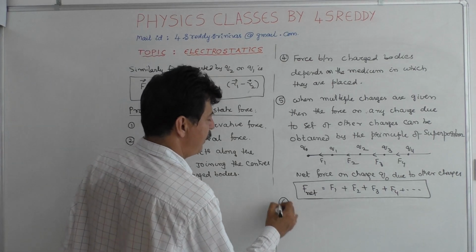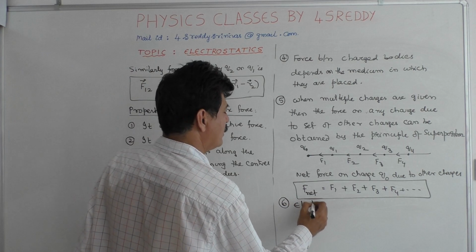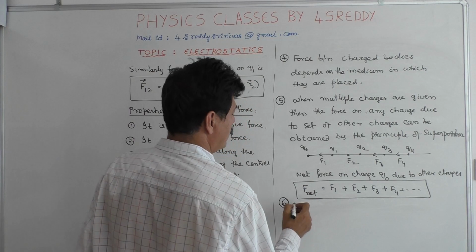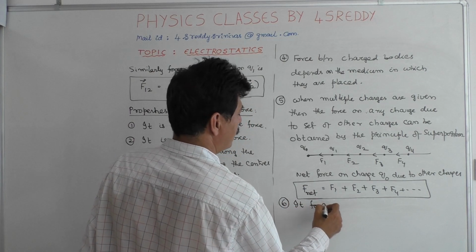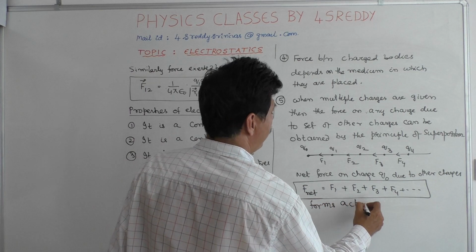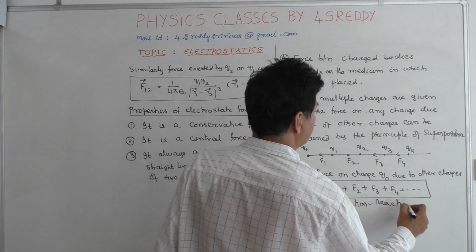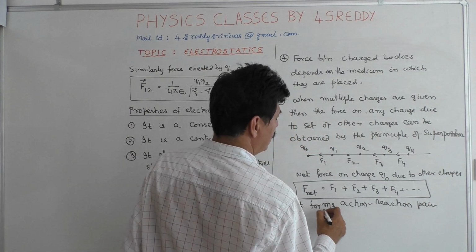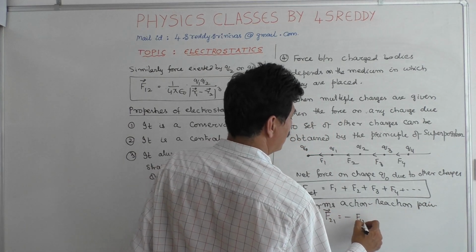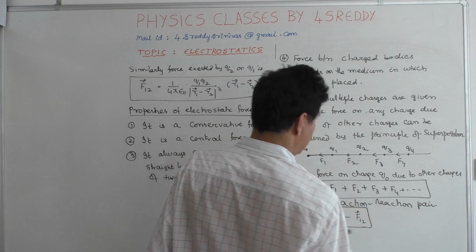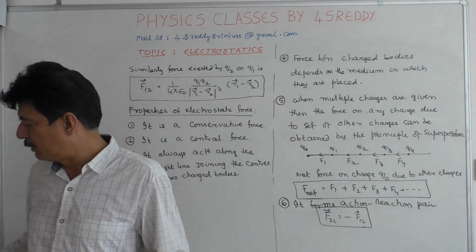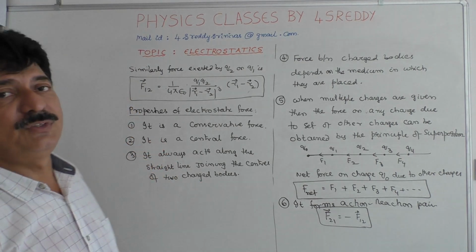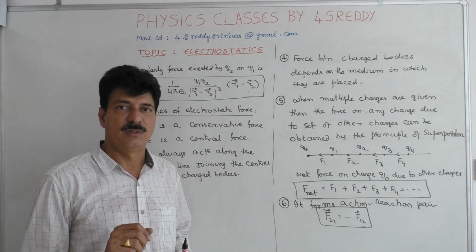Another property is that it always forms an action-reaction pair. That is, F21 is equal to minus F12. That is forming an action-reaction pair. These are the general properties of the electrostatic force.